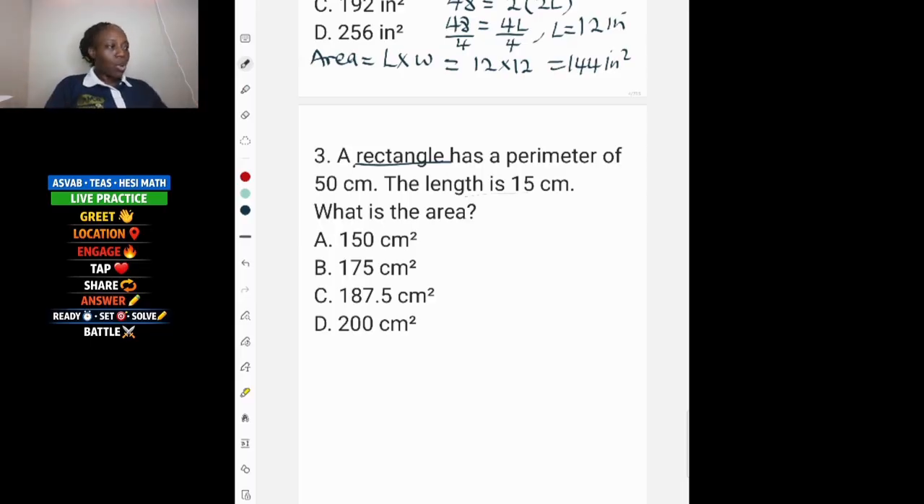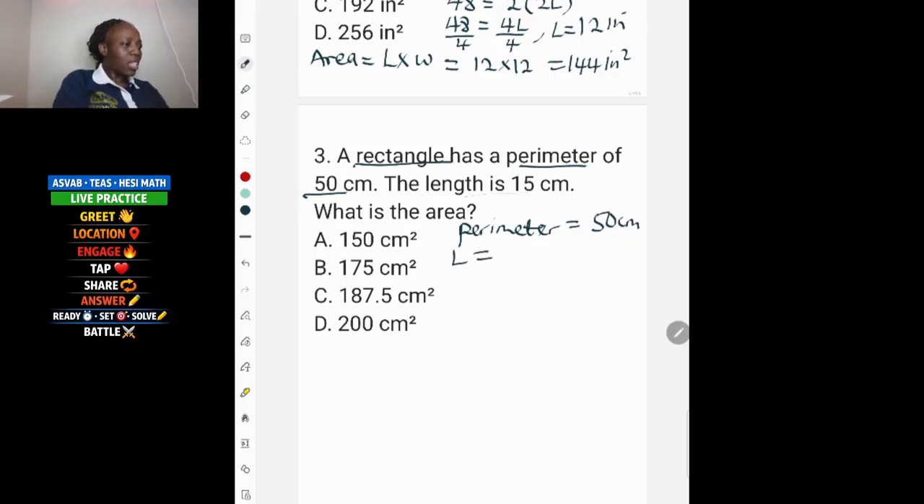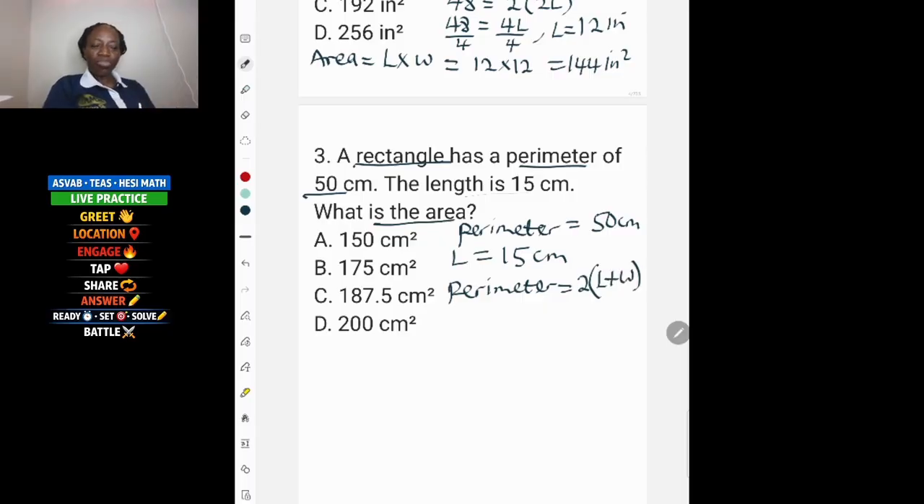Now the rectangle is having a perimeter of 50. So I will quickly write: perimeter is 50 centimeters, and the length is given right now. So length is 15 centimeters. The question is, find the area. Perimeter, right? What is the formula for the perimeter? The formula will be what? Perimeter is 2 into length plus width, similar to that of a square.